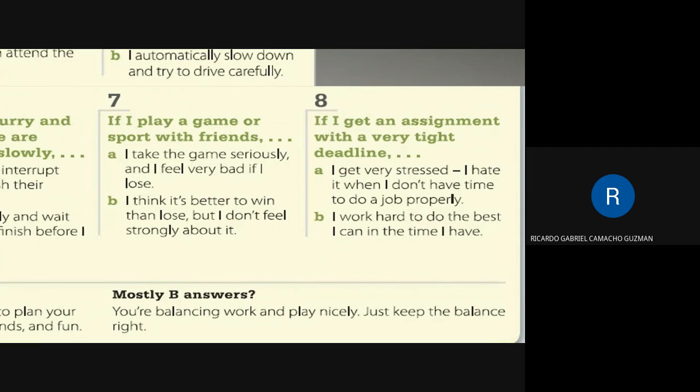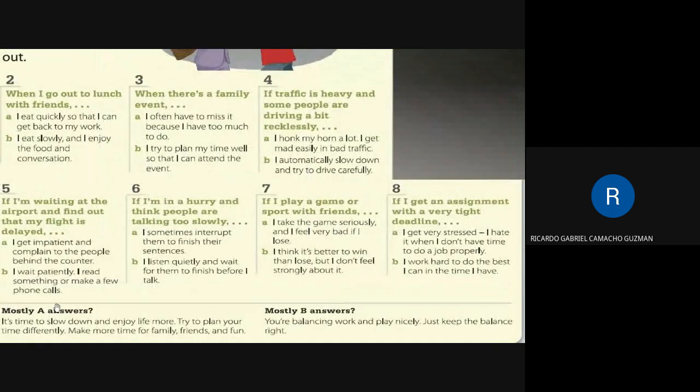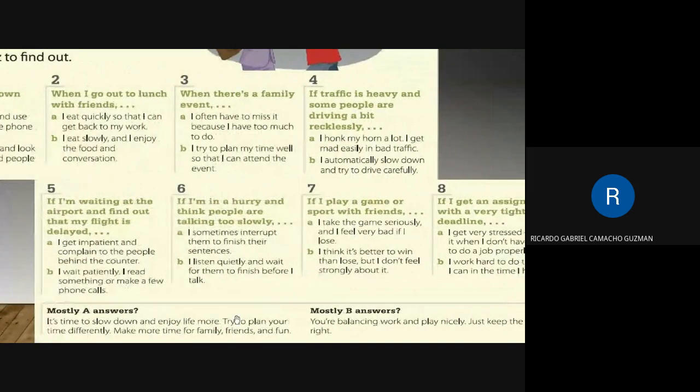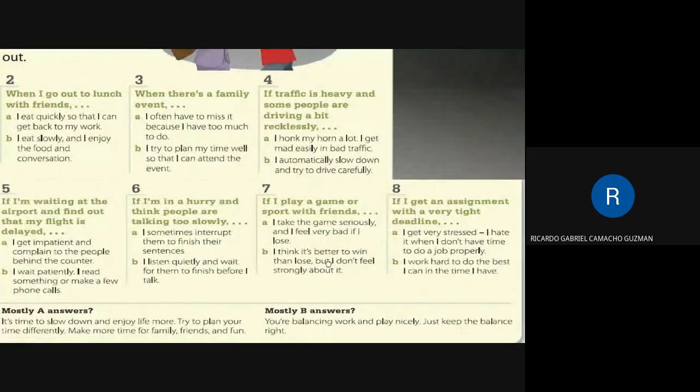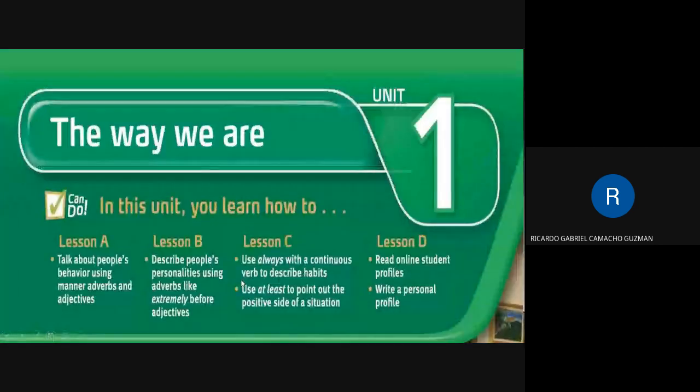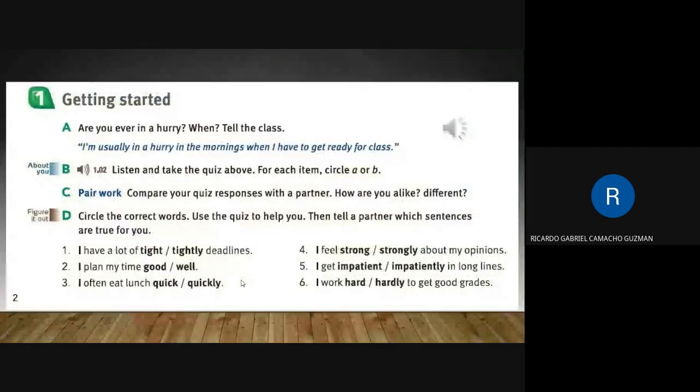Okay, guys. So as you can see, here it says, if you have mostly 8 answers, it's time to slow down, enjoy life more, try to plan your time differently, make more time for family, friends, and fun. Es como de esos horóscopos, ¿no? So, if mostly the answers are I kind of balance work and play nicely, just keep the balance right. Touchstone. Those bastards cheated on me.